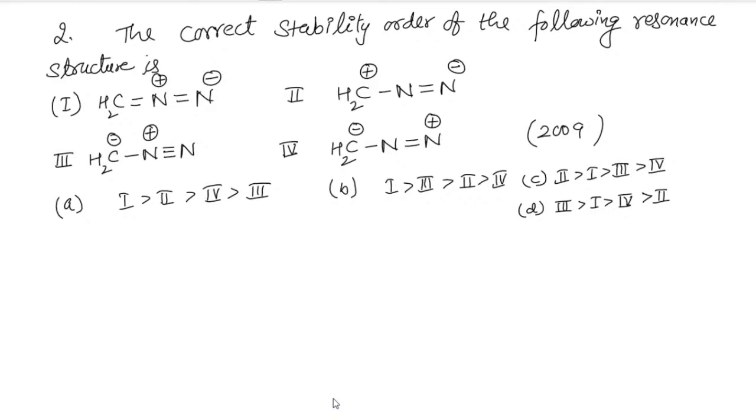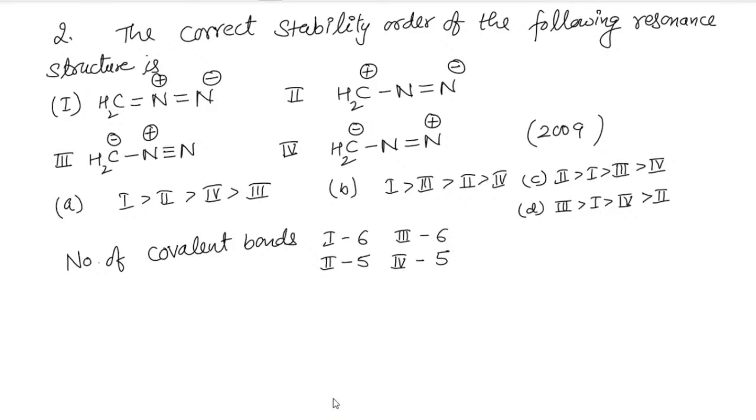First of all, calculate the number of covalent bonds. The one which has more covalent bonds is most stable. In the first case the number of covalent bonds is 1, 2, 3, 4, 5, 6. In the second case, 1, 2, 3, 4, 5. In the third case, 6. In the fourth case, 5. Try once again. Swasti, where are you? Just try, beta. The number of covalent bonds in the first and third cases is 6.